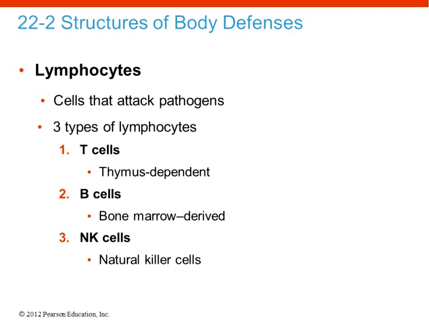All right, so what about lymphocytes? What types of lymphocytes are there? Lymphocytes are the actual cells that seek out and destroy and attack these pathogens that are in our body. And so you need to familiarize yourselves with what types of lymphocytes there are. There are roughly three different categories: T cells, B cells, and natural killer cells.